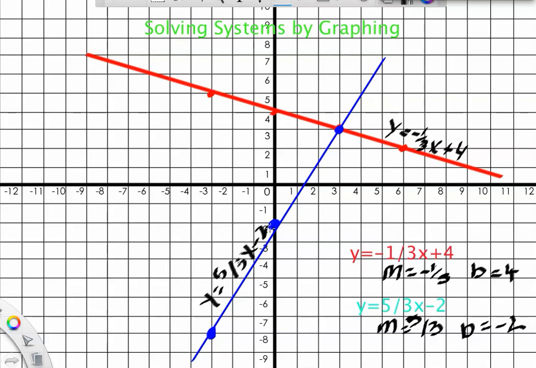And there you have it. There's our 2 graphs. Here's our point of intersection, which is occurring at, it looks like, x value of 3, y value of 3. I'm going to box up the answer 3, 3, and that'll be that.